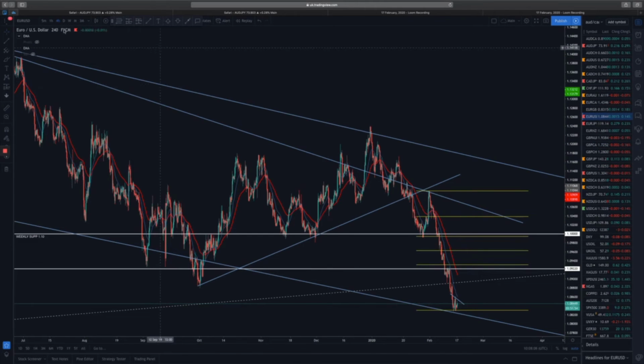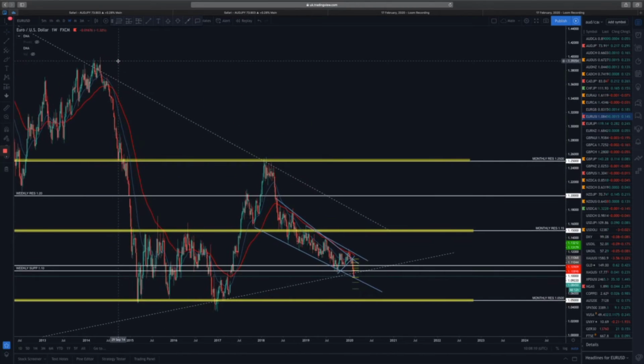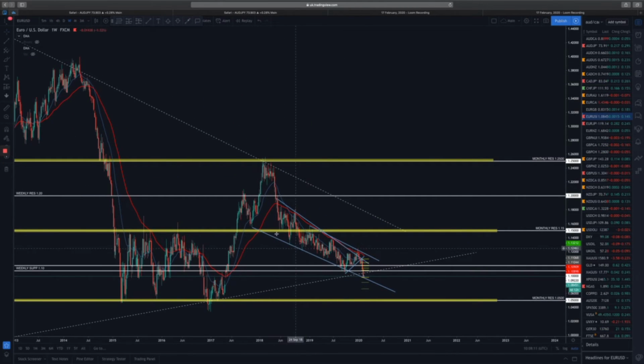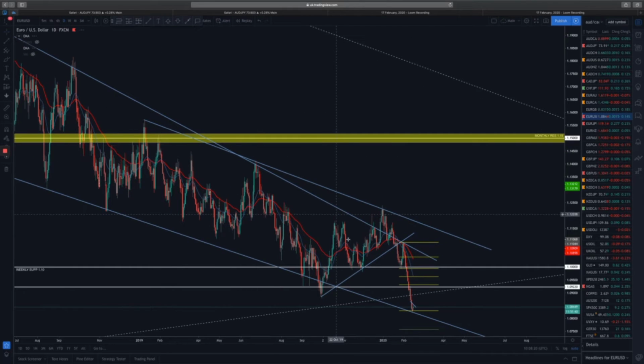Euro dollar is interesting as well. Look on a weekly and we can see we've got this downward sloping channel. Price is right at the bottom of it now. On the daily, we can see it's hugely overextended. We've had a good run down, and we're looking for longs just to take back up to value.